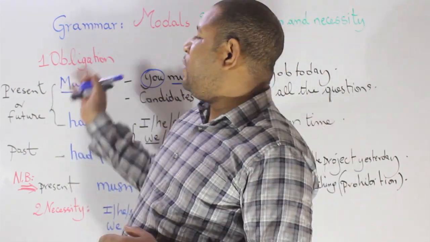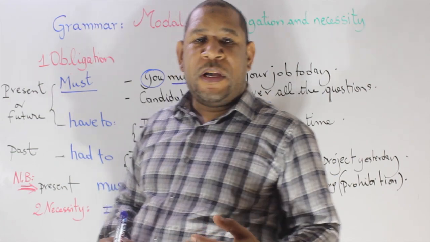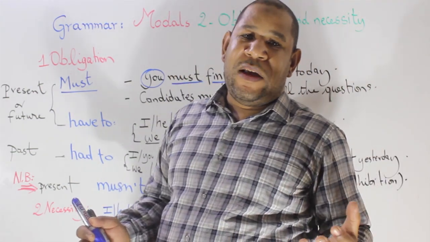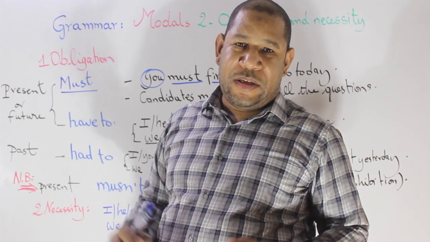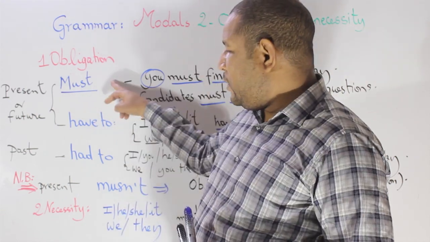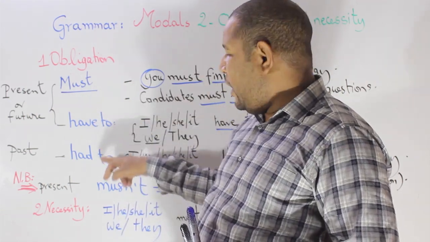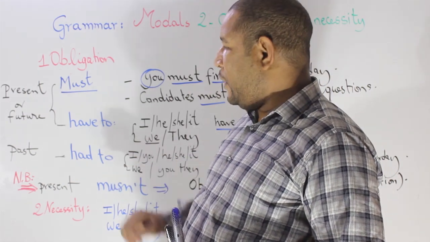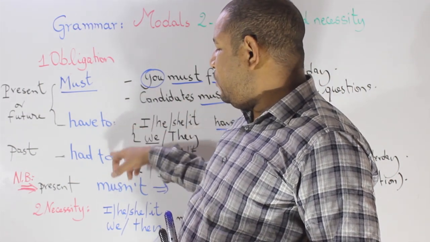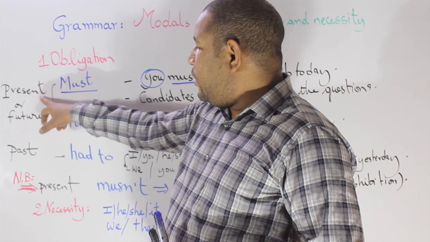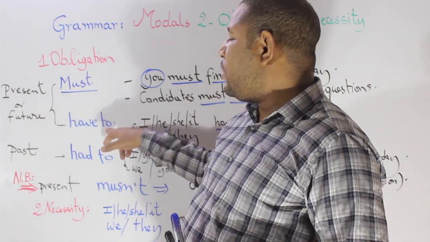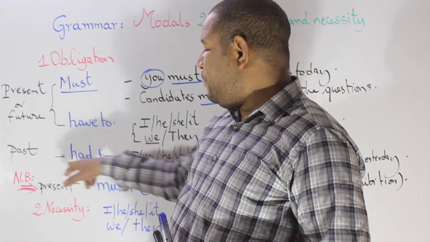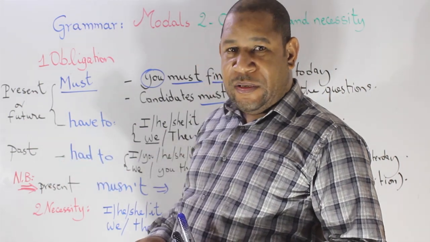So, we will start with obligation. In obligation, we can say we have 2 modals. Let's say we have 3 modals, so as to make things clear. We have must, we have to, and we have had to. Okay? Must, have to, and had to. For the present or the future, we use must or have to. And for the past, we use had to.